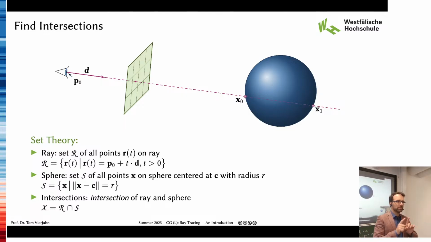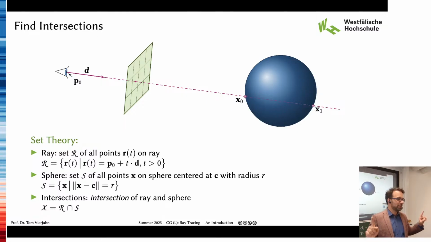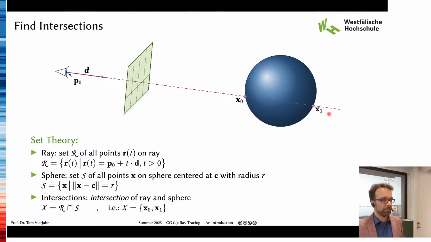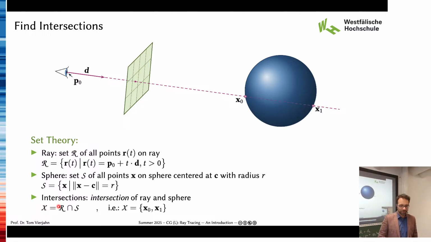The intersection of two sets is again a set of points, and that is the set of points that are in both sets simultaneously. That is the intersection. And in this example, that is the set, let's call it uppercase X, that contains the points x0 and x1. So this one and that one. And there is a formula for this. That's the good thing, and it's not that difficult.